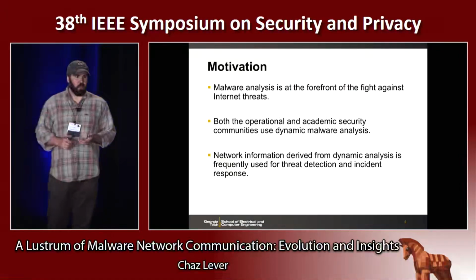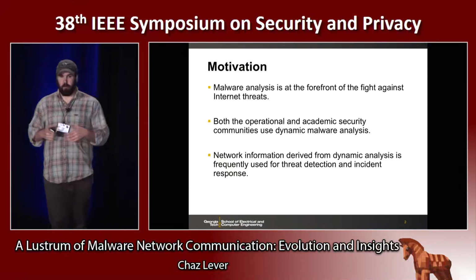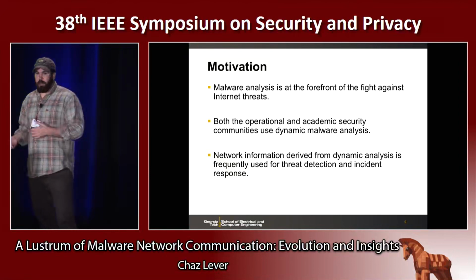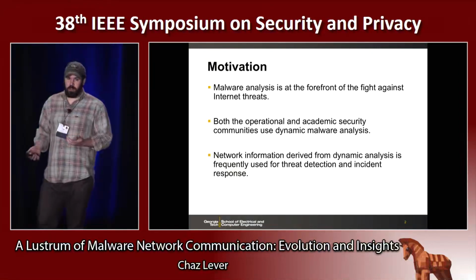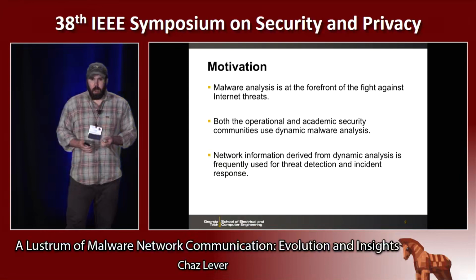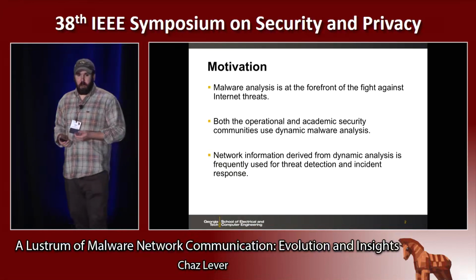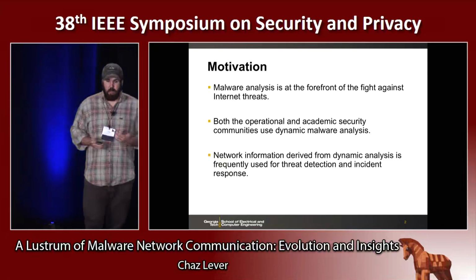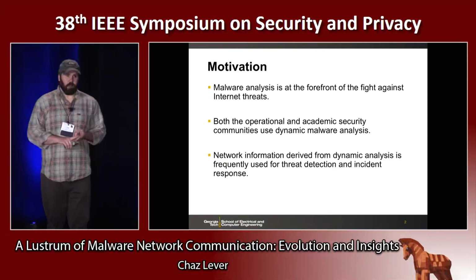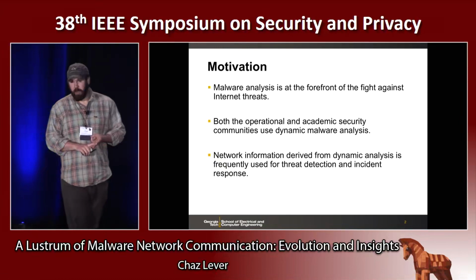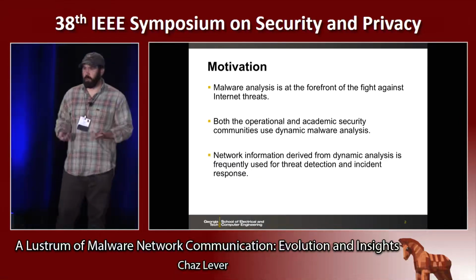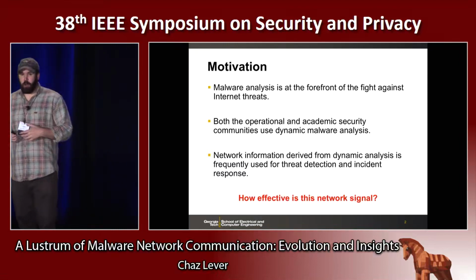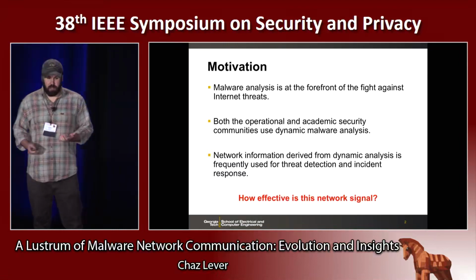One of the first things I want to talk about is why we even went about doing this. Malware analysis is at the forefront of a lot of fights against internet threats, and dynamic malware analysis is used by both the operational and academic security communities. A lot of times we take the network information derived from this dynamic analysis and use it for threat detection, incident response, or other indicators of compromise. This raises an interesting question: how effective is this network signal, and what are the ways that we can actually reliably use it?